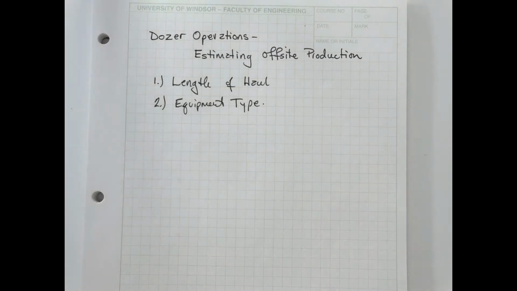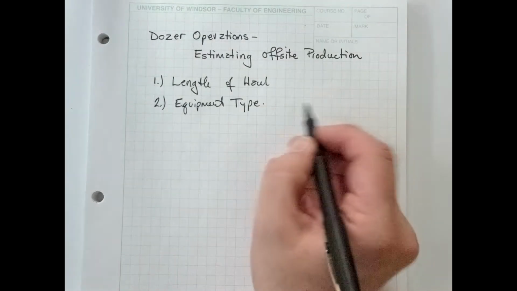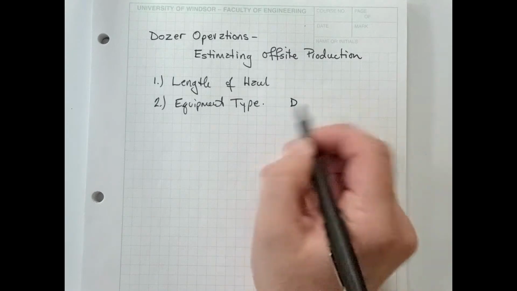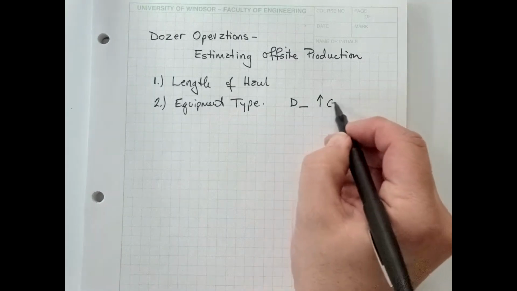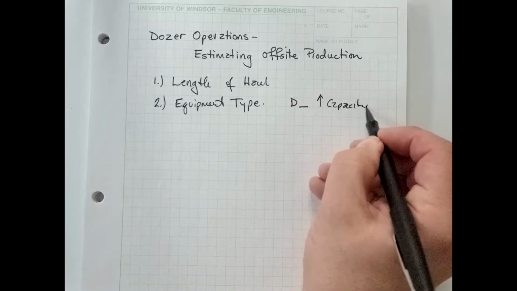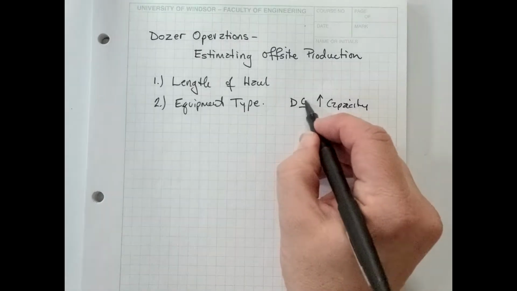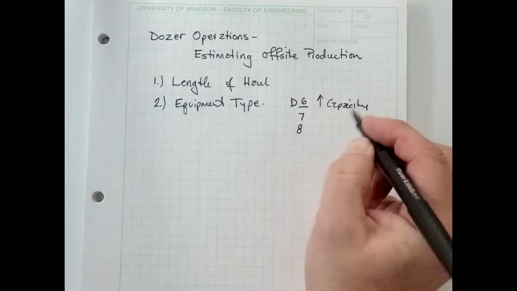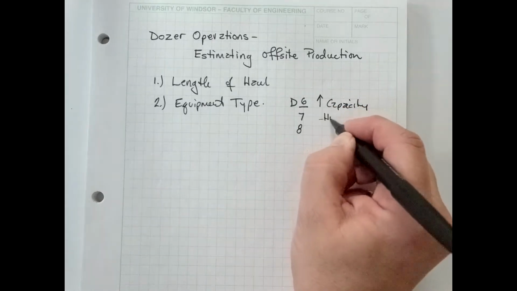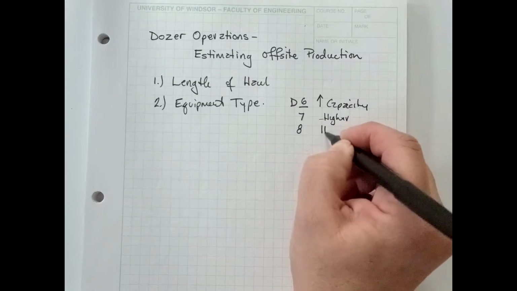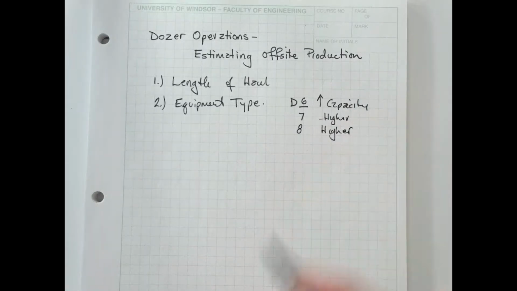Even though it's a Caterpillar designation, we still use the term even for other people's equipment, which is a D for dozer and a number. And as that number goes up, the capacity gets larger. So of course does the cost. So a D6, a D7, and a D8, as this number is increasing, this is a higher capacity. And if you go from 8 to 7, you have a lower capacity.